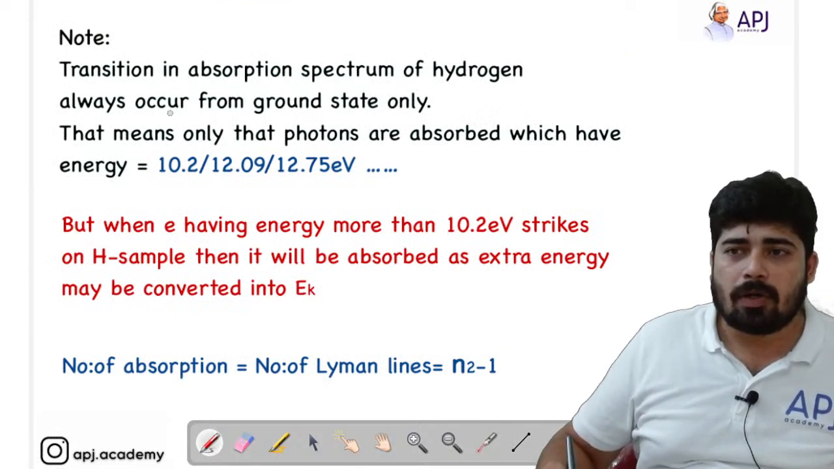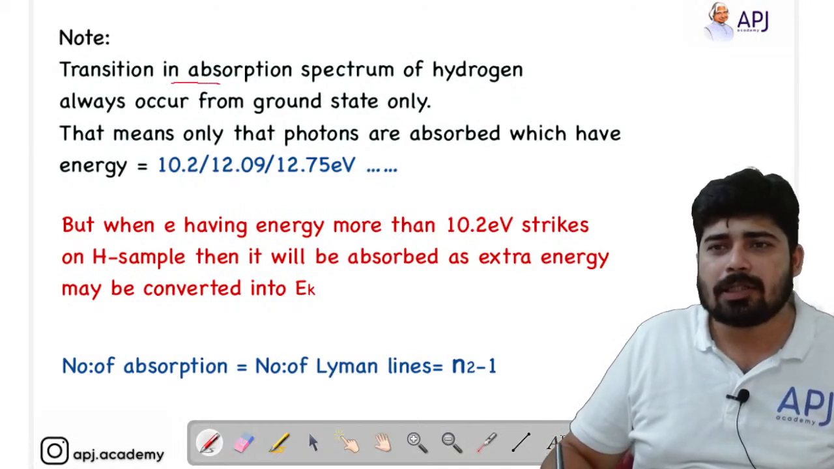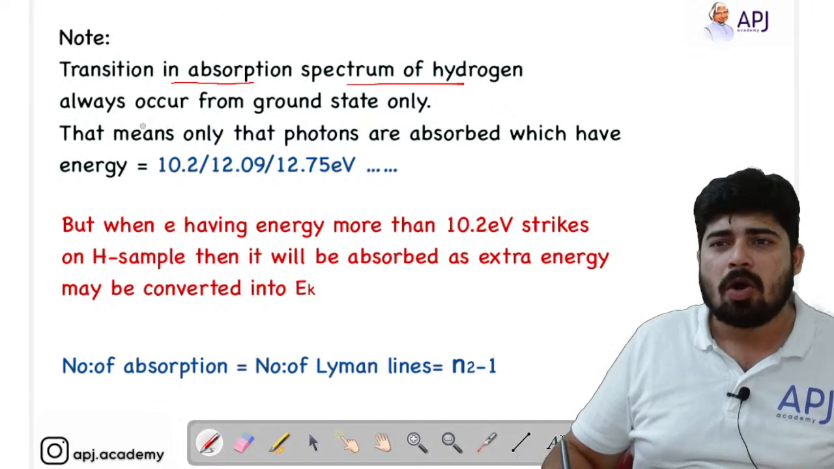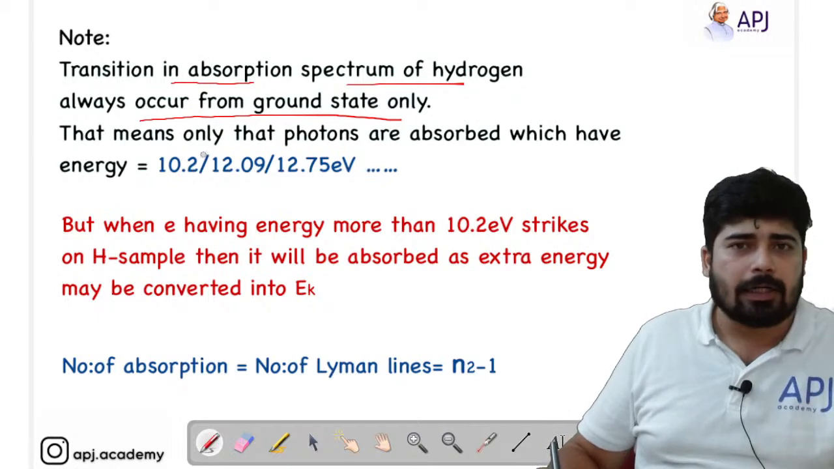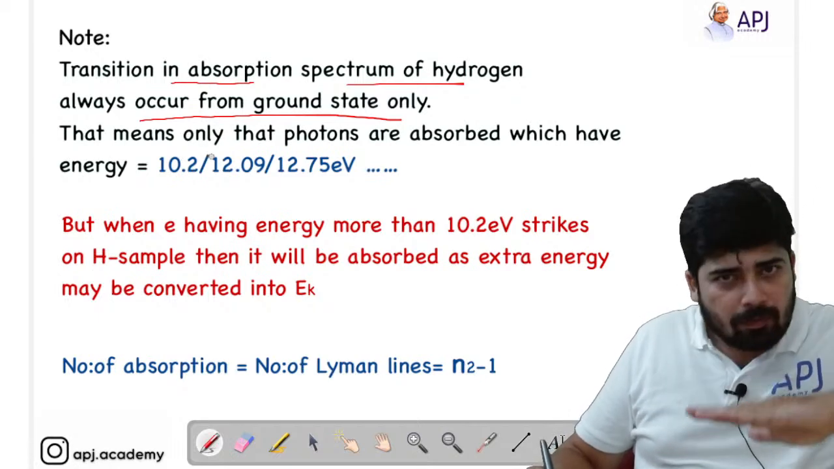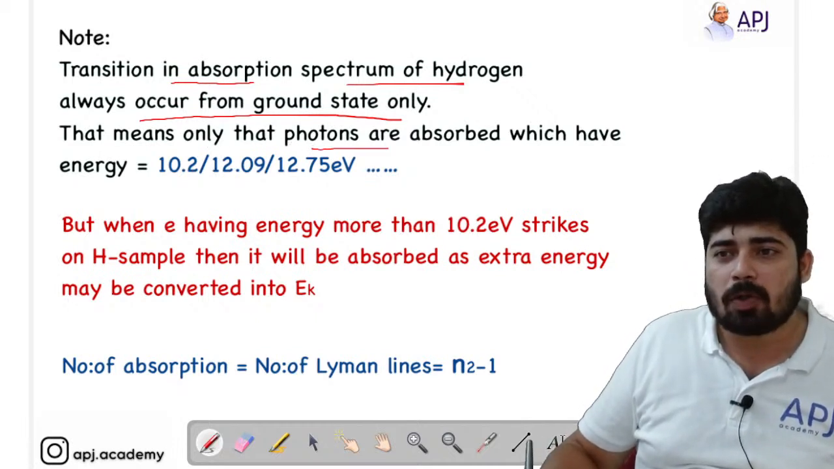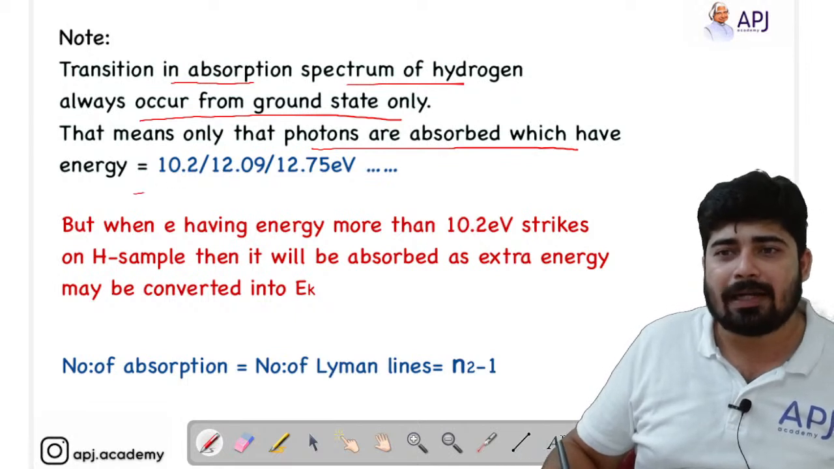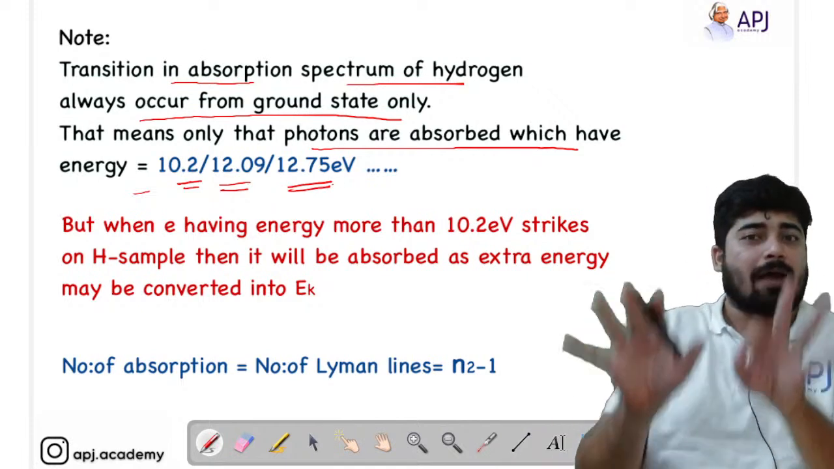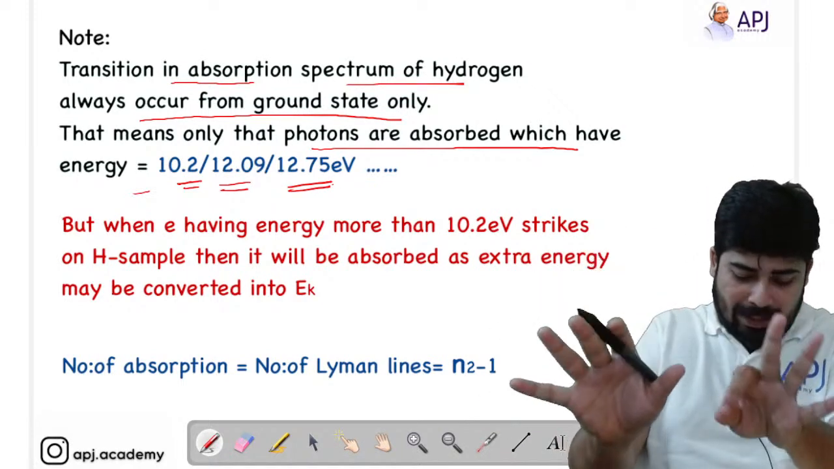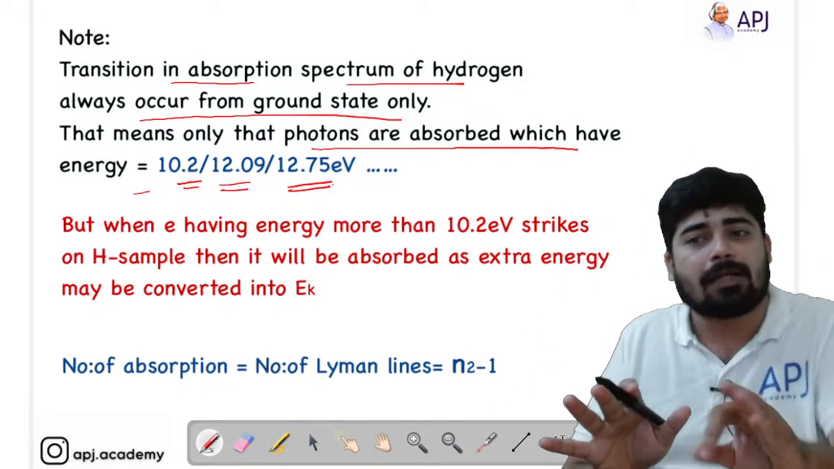See, this is the note that corresponds to what we have discussed. The transition in the absorption spectrum of hydrogen always occurs from the ground state only. We have already told that. There is no intermediate excitation. It always excites from the ground state to a higher state. That means only those photons are absorbed which have energy 10.2, 12.09, 12.75 electron volt. I have told this point. This is what Hadia has very clearly asked. This quantity of energy can only be absorbed by the electron.